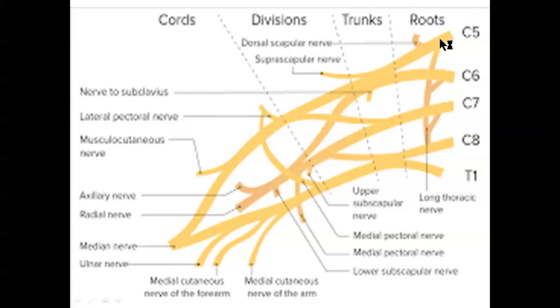So the four nerves included in the supraclavicular triangle would be two from your roots, that is one dorsal scapular nerve and one long thoracic nerve, and two nerves from your trunks. Here it is one suprascapular nerve and one nerve to subclavius.